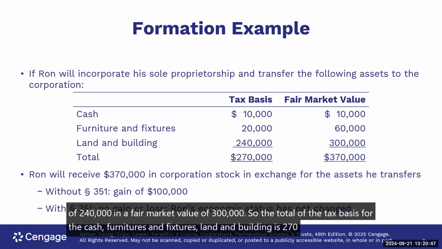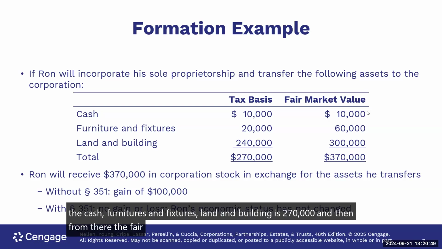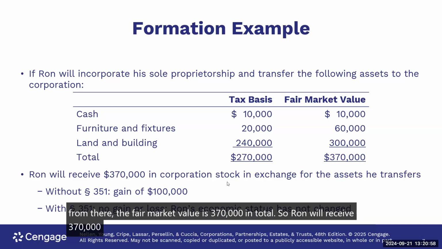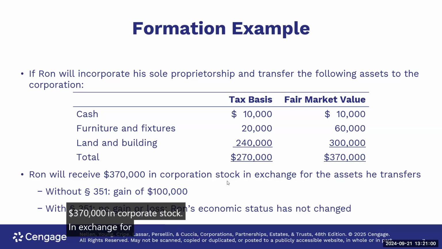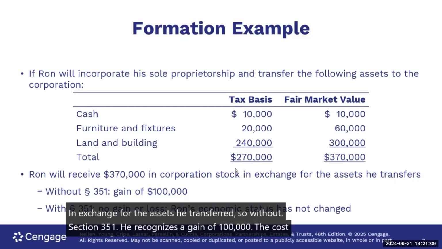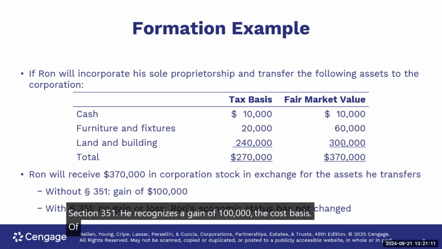And then from there, the fair market value is $370,000 in total. So Ron will receive $370,000 in corporate stock in exchange for the assets he transfers. So without Section 351, he recognizes a gain of $100,000. The cost basis of $270,000 versus the fair market value. So without Section 351, he would recognize a gain of $100,000.